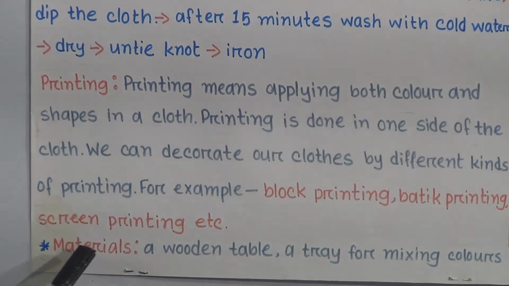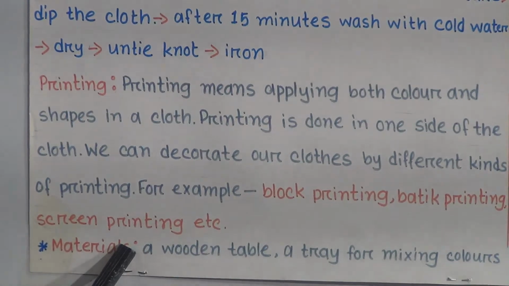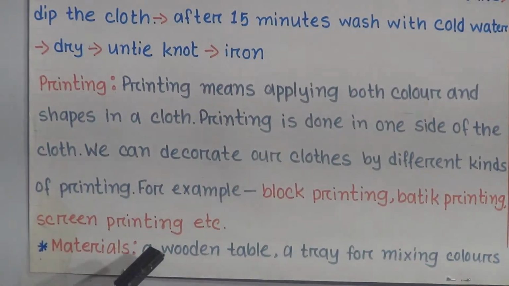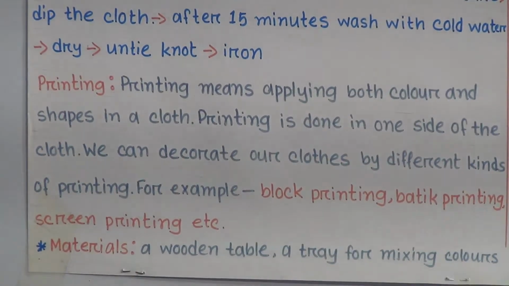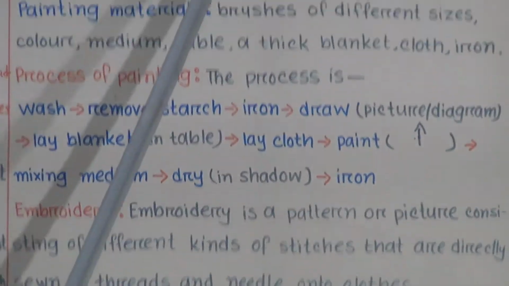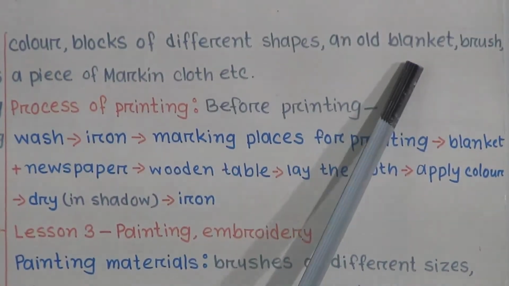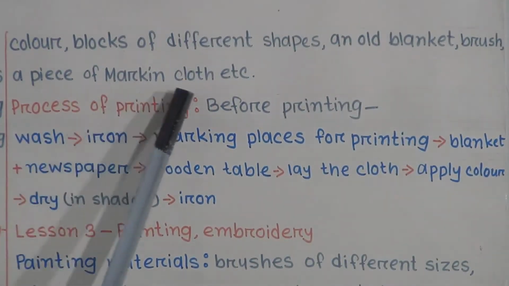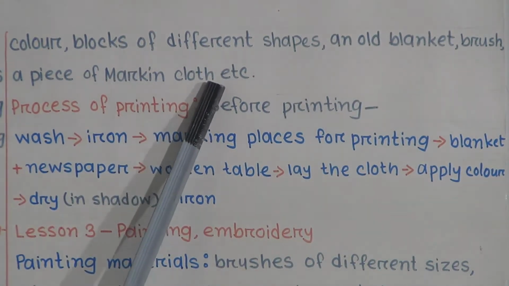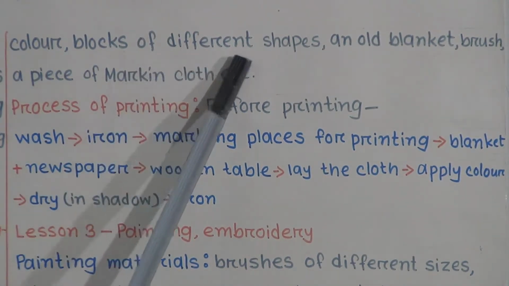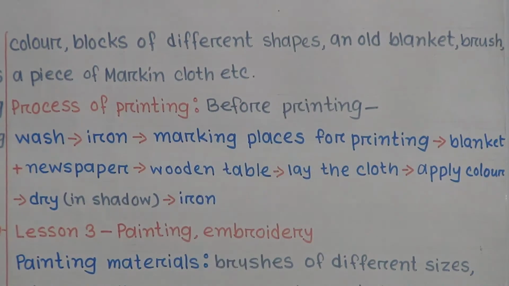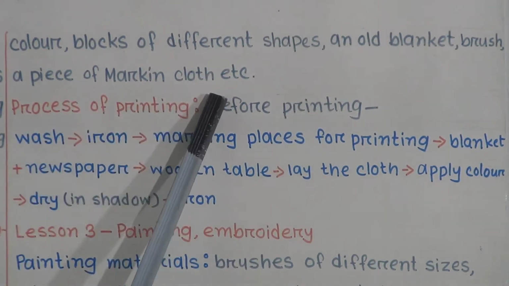Now it's time to learn about the materials of printing. For printing, we have to use a wooden table, a tray for mixing colors, blocks of different shapes, an old blanket, brush, a piece of marking cloth, etc. So here we have to use a tray for mixing colors and different kinds of colors with blocks of different shapes, old blanket, brush, piece of marking cloth, etc.